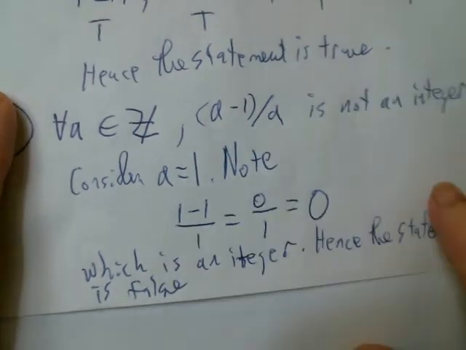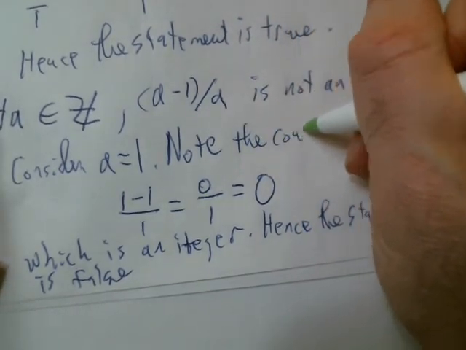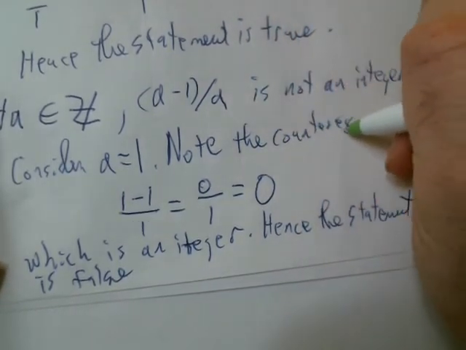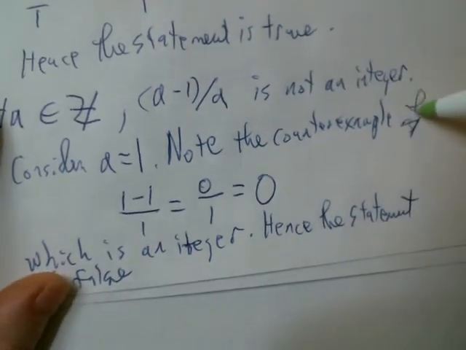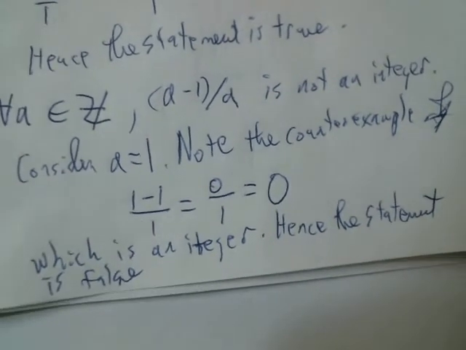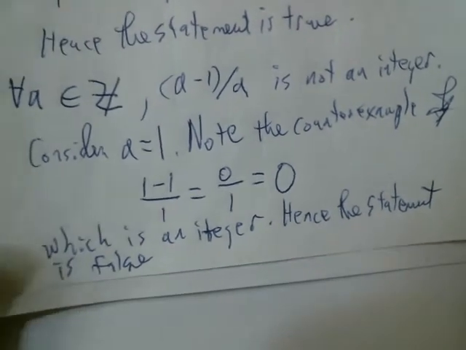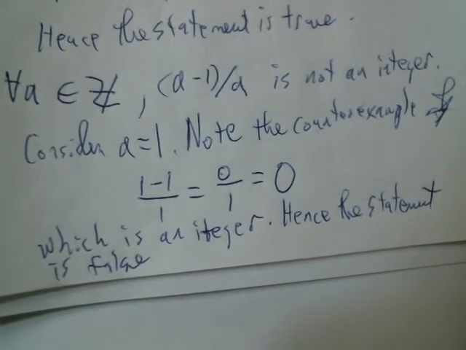Okay, so this is called a counterexample. Note the counterexample, and it's an easy type of proof. You wish that all proofs could be that easy. Of course, they're not going to be. Okay. So that's the basic functionality of the universal statements.